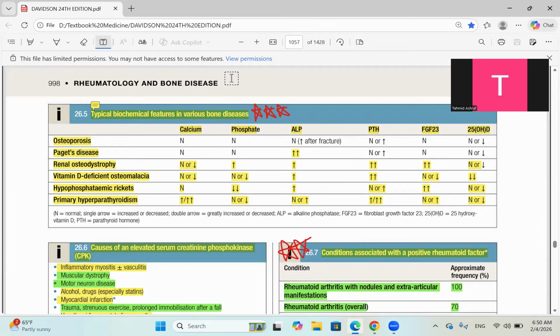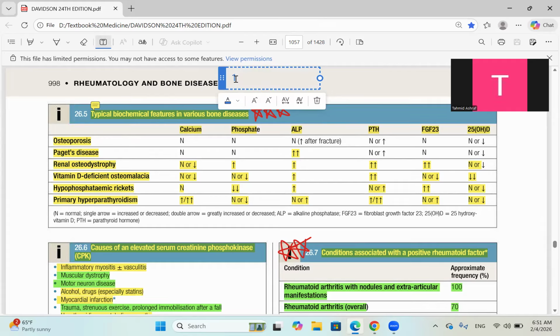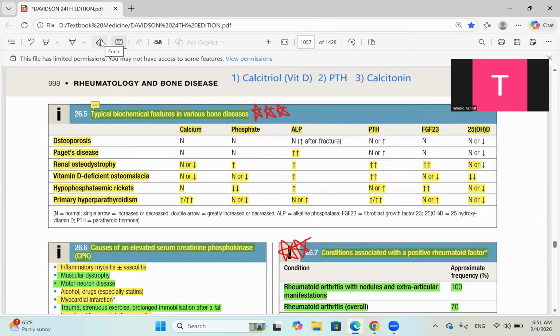So what are the three hormones? Number one, we can say they are calcitriol, that means vitamin D. Number two, we can say that it is parathyroid hormone. And number three is calcitonin. Okay, so these are the three hormones that regulate the normal level of calcium in our body. So what are their roles in calcium homeostasis?